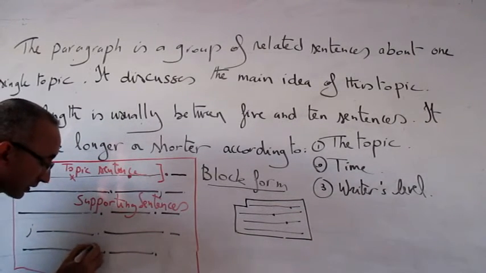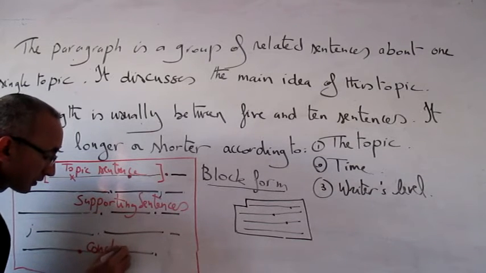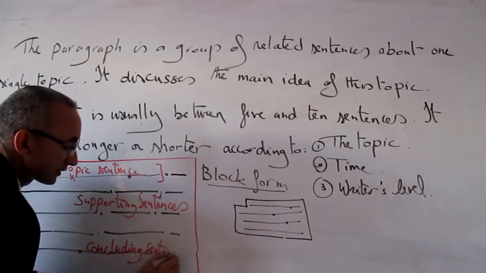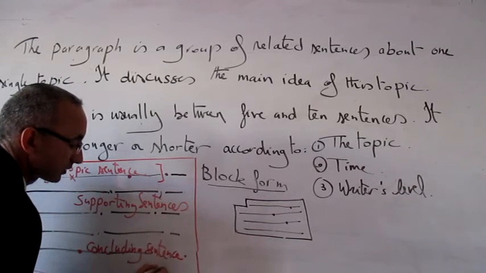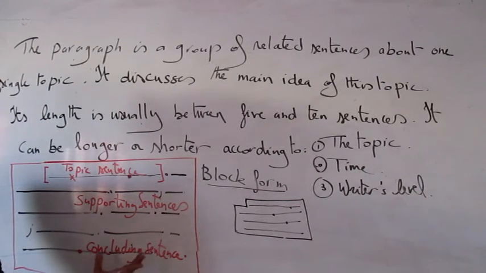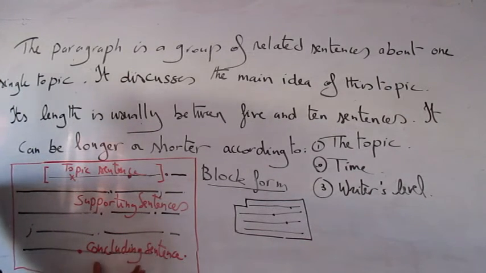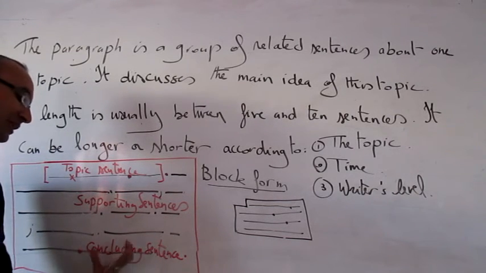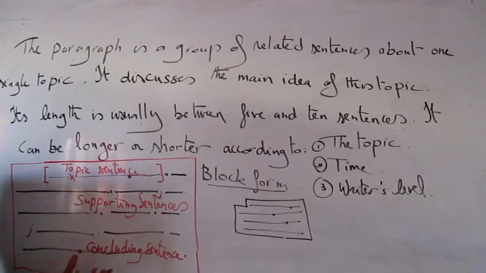And here we reach our concluding sentence. This sentence comes at the end of the paragraph, of course, to mark its end, to signal its end, to inform the reader that this is the end of the paragraph. Now, what should we do in this concluding sentence? Here we conclude the paragraph.